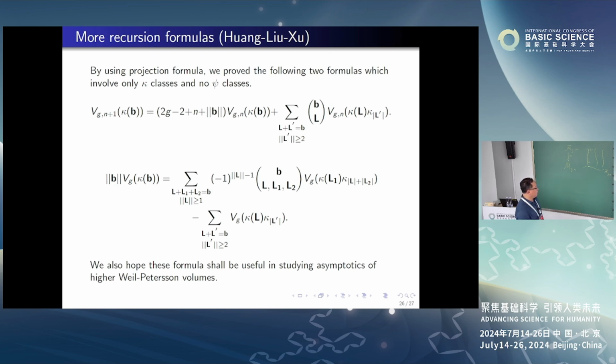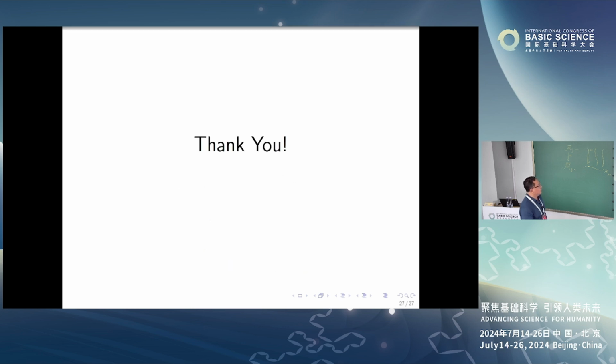So what we hope is that these formulas, as before, can be used to study asymptotics of higher Weil-Petersson volumes. Actually, our previous formulas on the ordinary moduli space did get applied, for example, in Mirzakhani's work, where they can be used to study the asymptotics of these volumes. Okay, so I will stop here. Thank you very much for the excellent talk. Is there any question or comment?